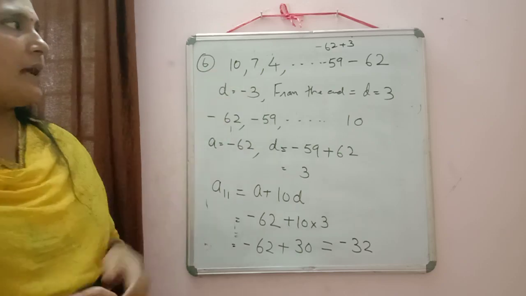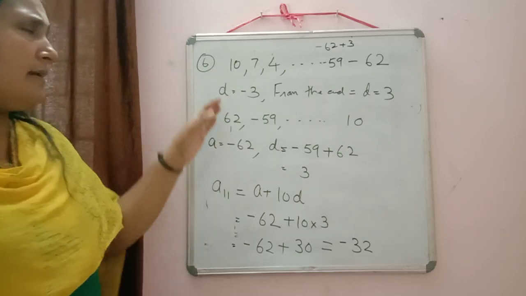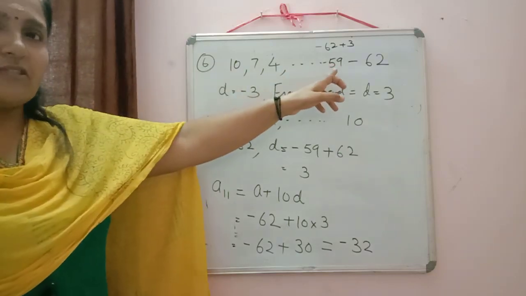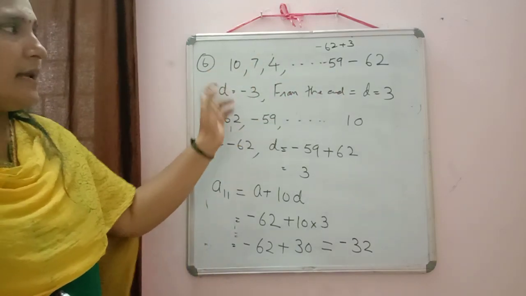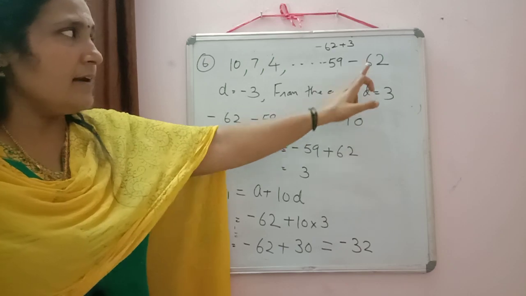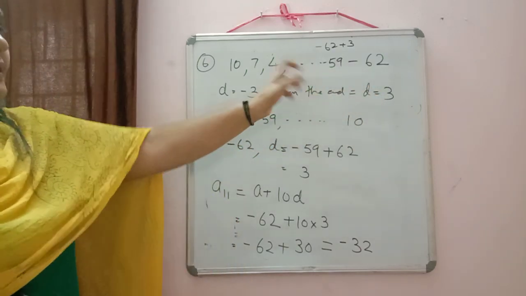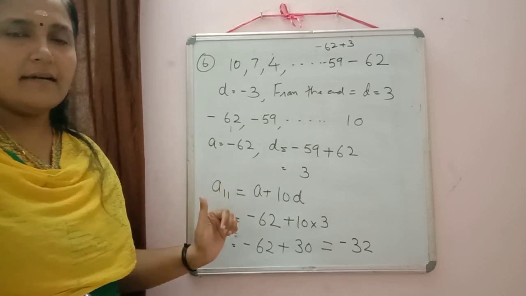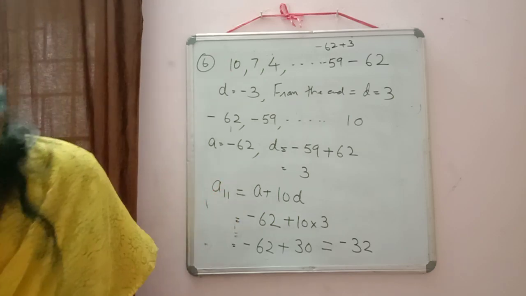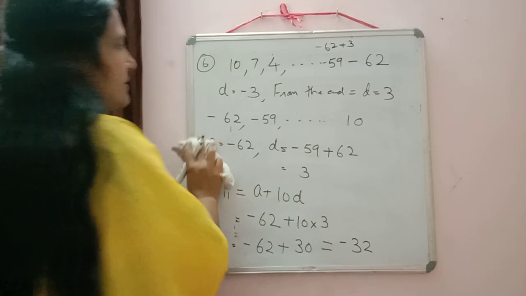So whenever you have to calculate the 11th term from the end, if this concept is not clear to you, just check the common difference from the beginning and just change the sign if you have to calculate the nth term or any term from the end. Clear? Okay. So the next question is question number 7.